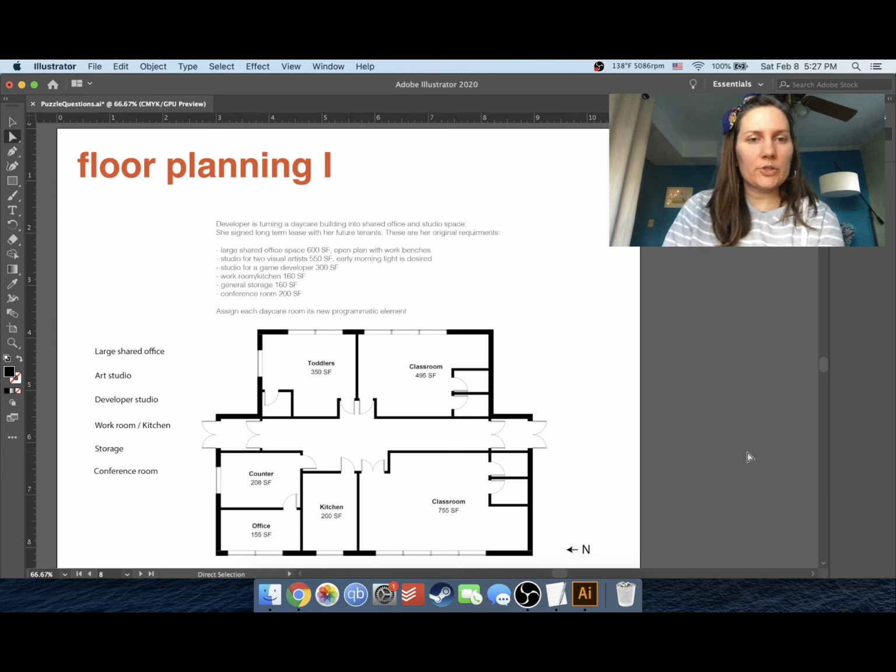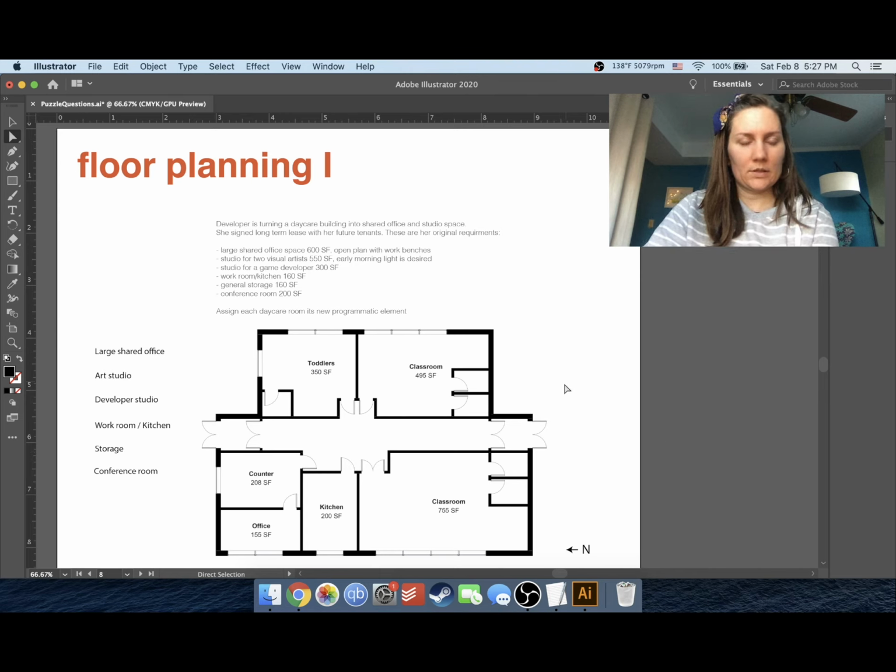A developer is turning a daycare building into shared office and studio space. She signed a long-term lease with her future tenants. These are her original requirements. Large shared office space, 600 feet, open plan with workbenches. Pause right there. Don't keep moving forward.